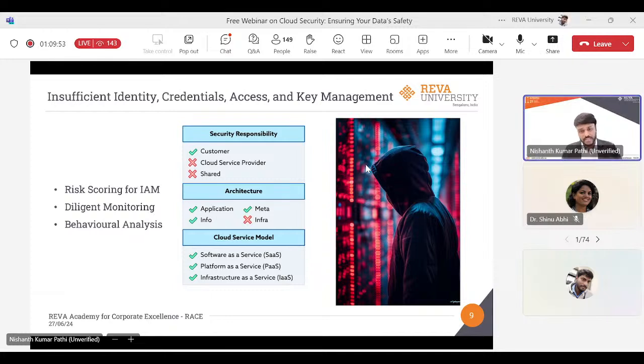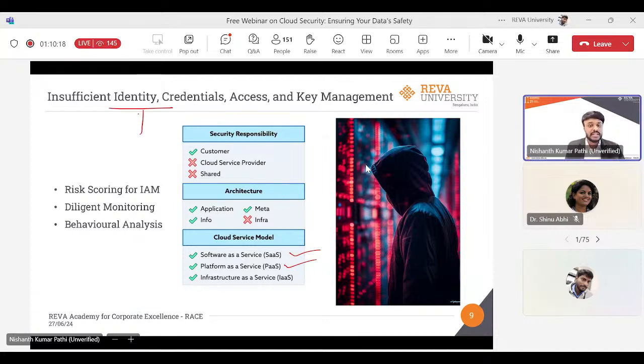Typically, if you look at a risk scoring matrix, you take 3 categories: one is the security responsibility, another is the architectural issue, and then the cloud service model. Let me start with cloud service models, whether you choose infrastructure as a service, platform as a service, or software as a service.